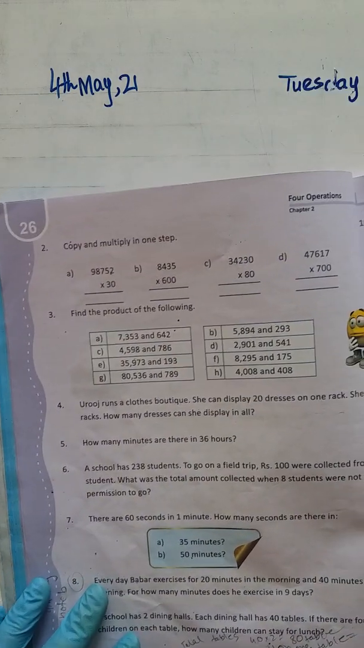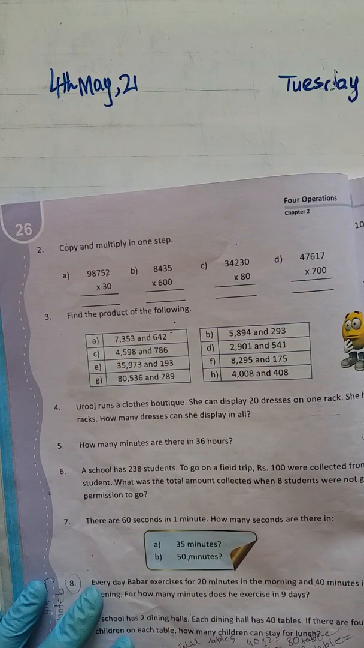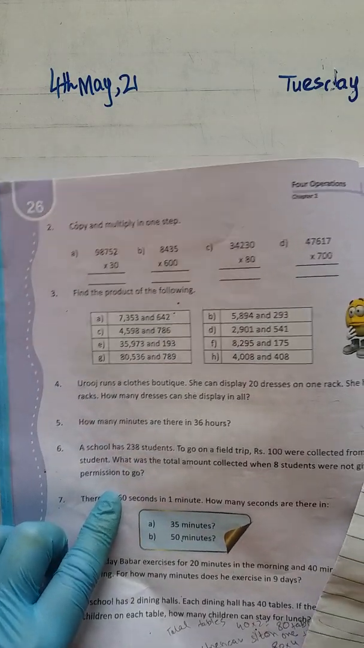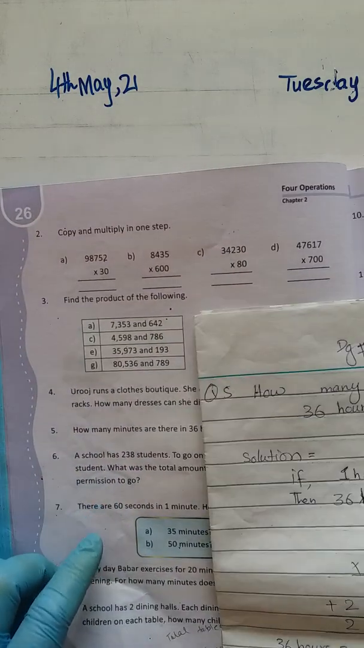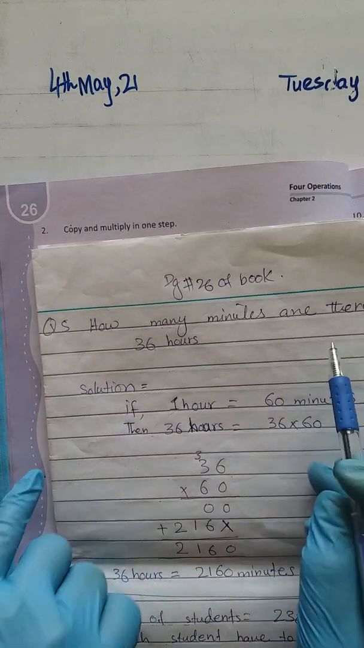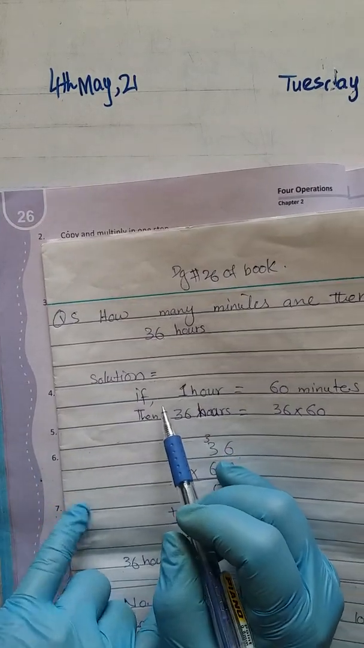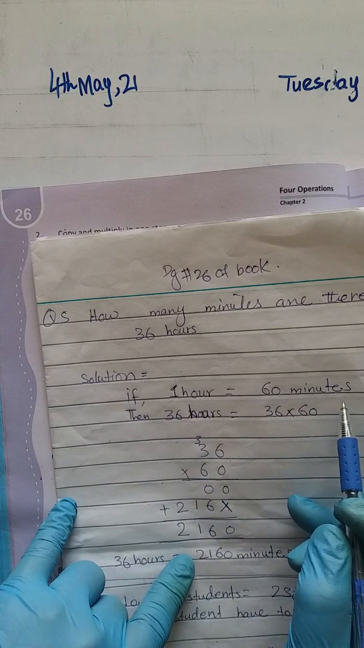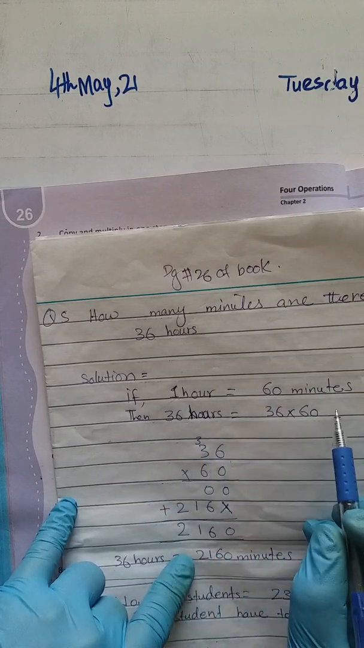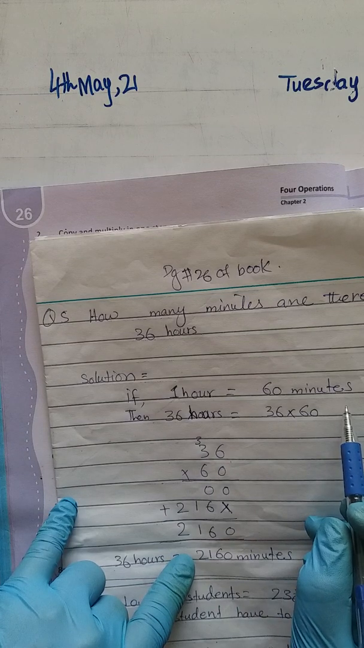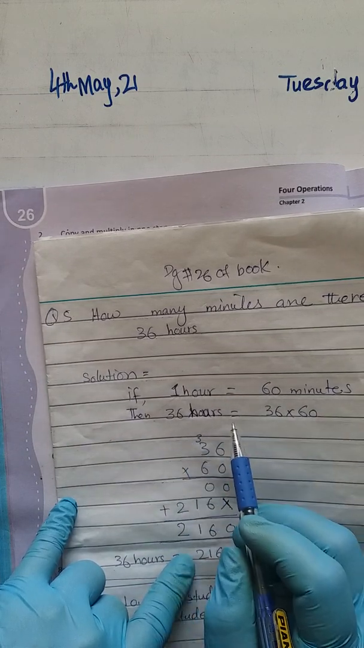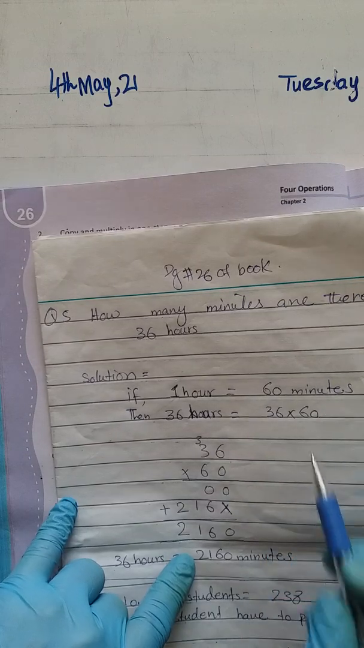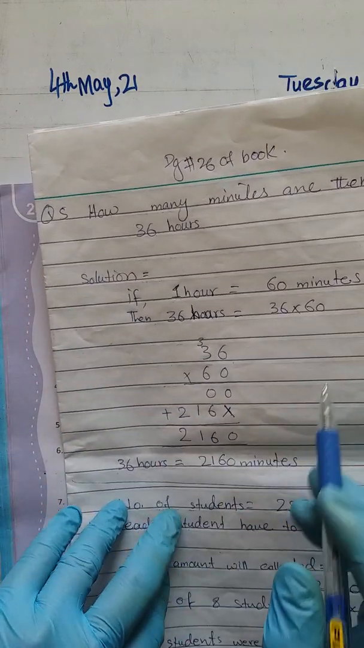Now look at question number 5. How many minutes are there in 36 hours? Question number 5. Solution is, if 1 hour is equal to 60 minutes. Grade 5, you know that 1 hour में 60 minutes होते हैं. So then 36 hours equal to, we will multiply 36 with 60. You will get the number of minutes in 36 hours.